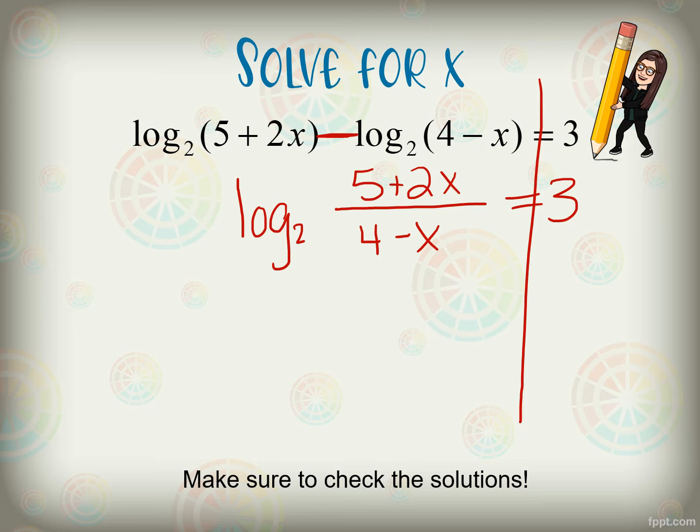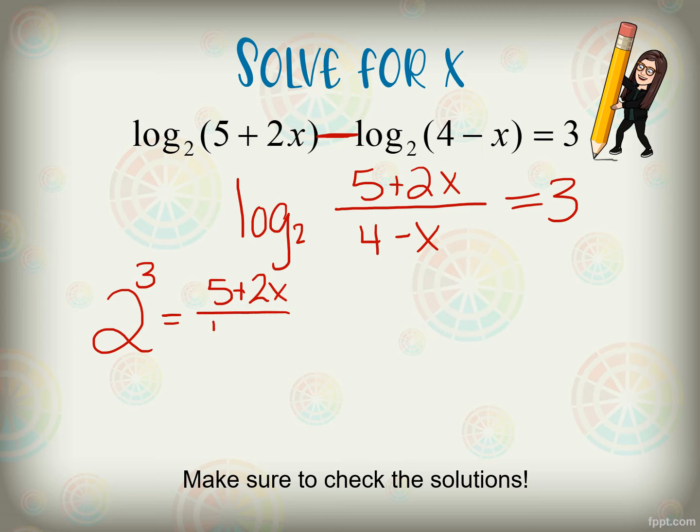What I have done is created a single log equation. A single log equation, based on our previous understanding, can be converted to exponential. The base becomes the base, the answer becomes the exponent. What's remaining becomes my value. All right, so let's take 2 to the third.